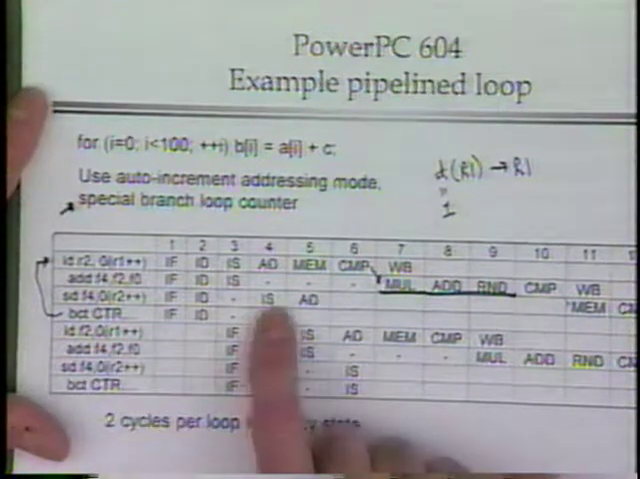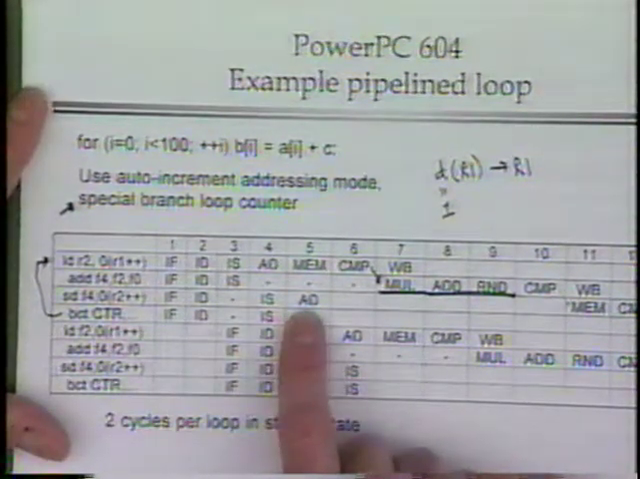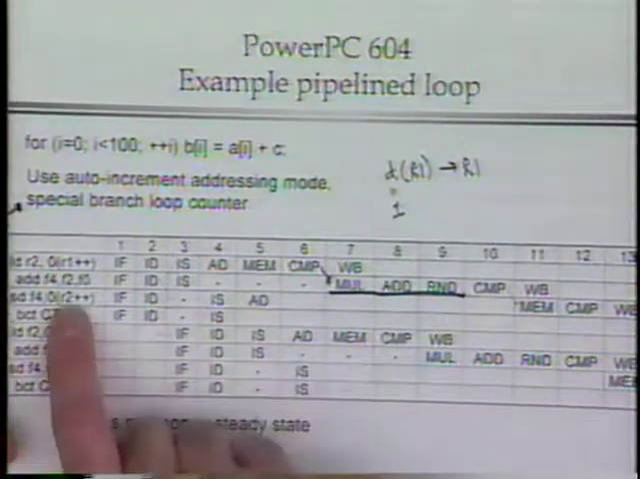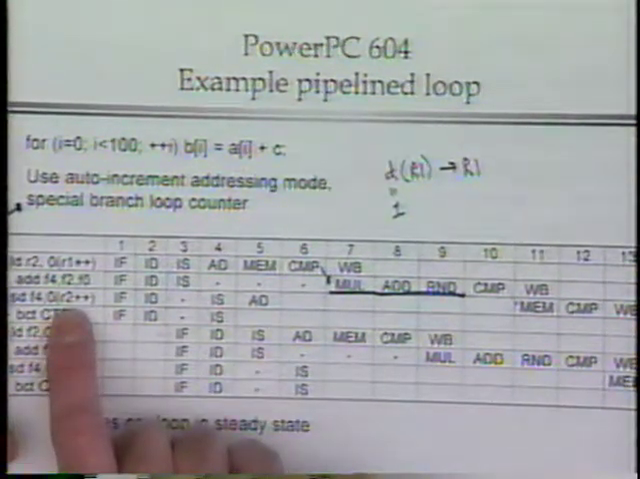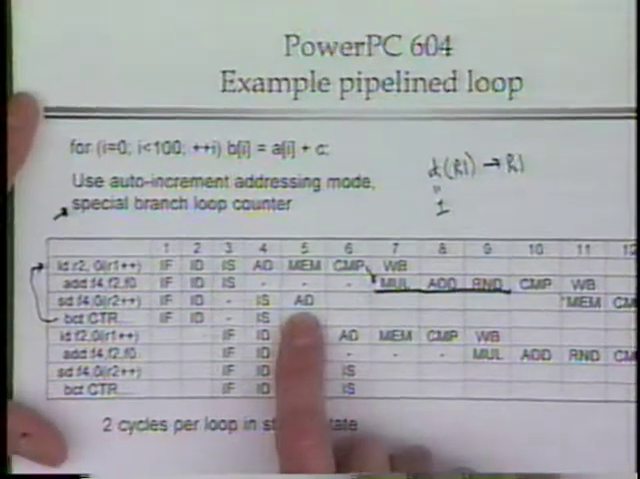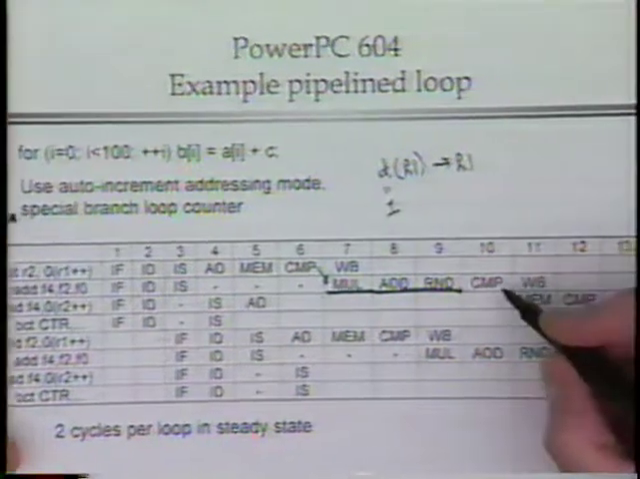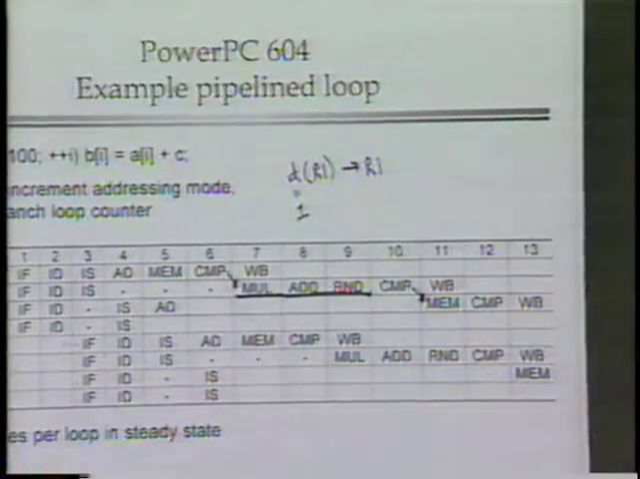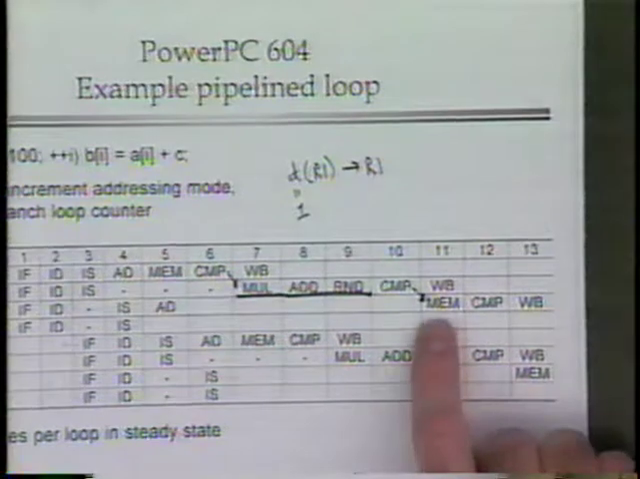The store can get issued. It can do address generation soon. And in fact, that's good because it gets to retire register 2, which has to be rewritten early on, making it available for subsequent instructions. But it has to stall until the result of the add gets forwarded to it, and it can do its cache cycle.